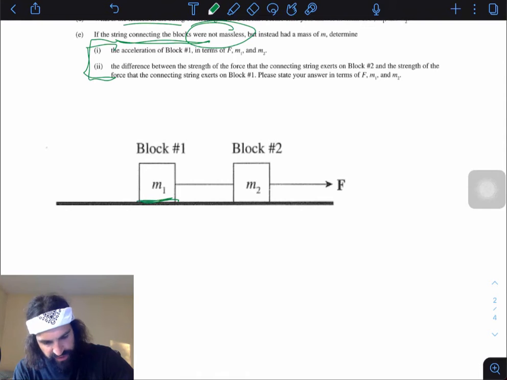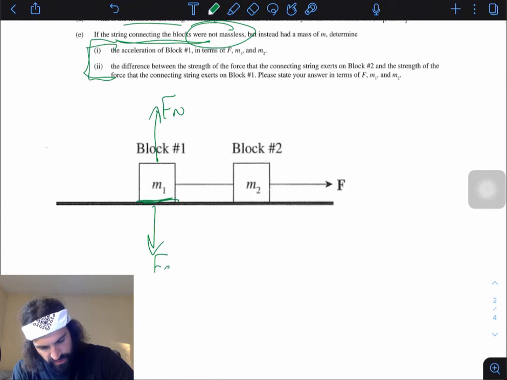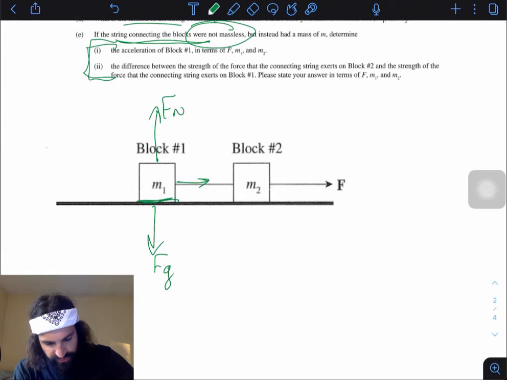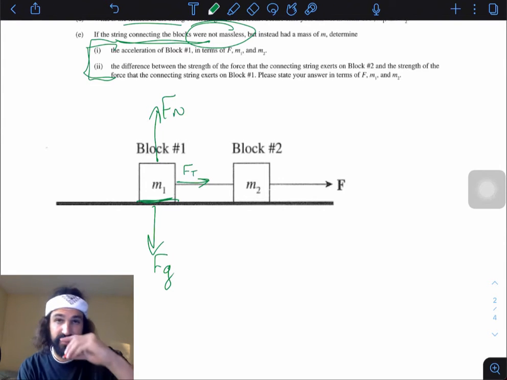Well, it's being supported by the ground, so we have normal up. We have the weight of the block down. No, there is no friction, so there should be no force to the left. And we have this rope pulling it forward, which is pulling it with a tension T.